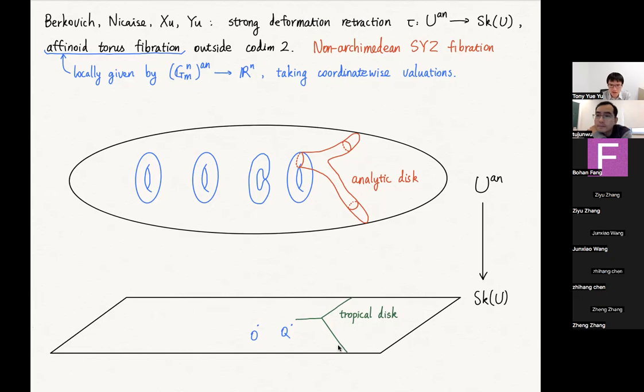Okay. So here, one really nice thing about non-Archimedean fibration is that whatever curve you take, the image will be this piecewise linear graph. It's called the tropical curve. And for the symplectic SYZ fibration, the image is something like a thickening, a fat thing, not as clean as this graph.